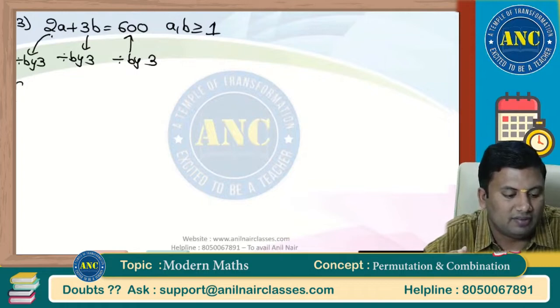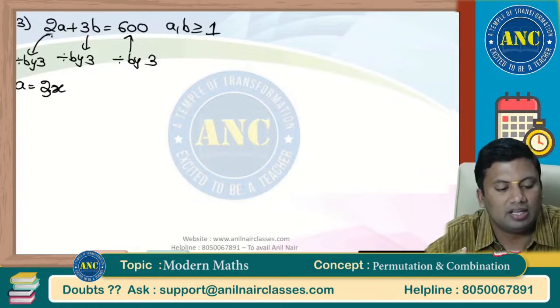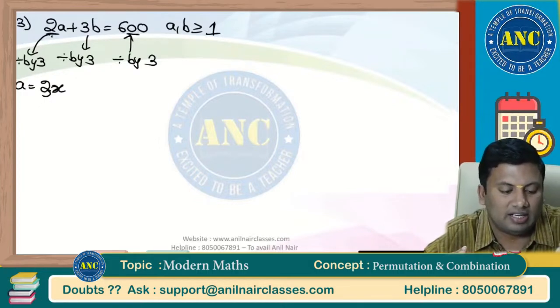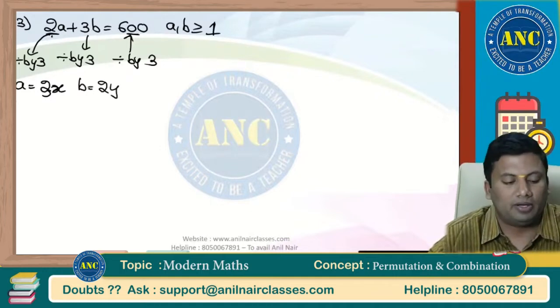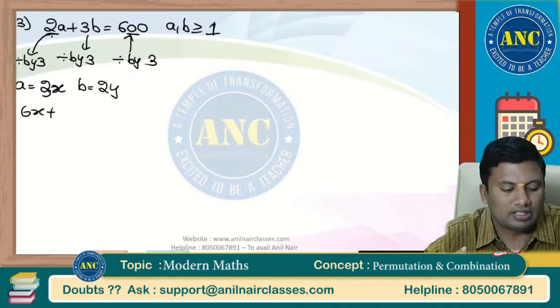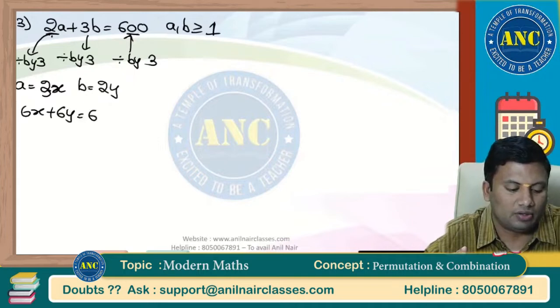If it is divisible by 3, a is nothing but 3x. 600 is an even number, so b should also be an even number. So b will be 2y. 6x + 6y = 600, which is nothing but x + y = 100.